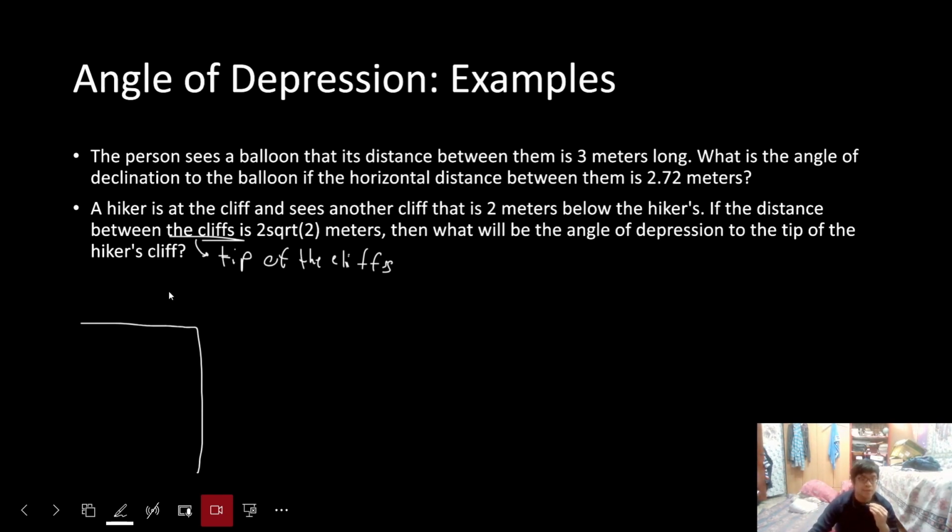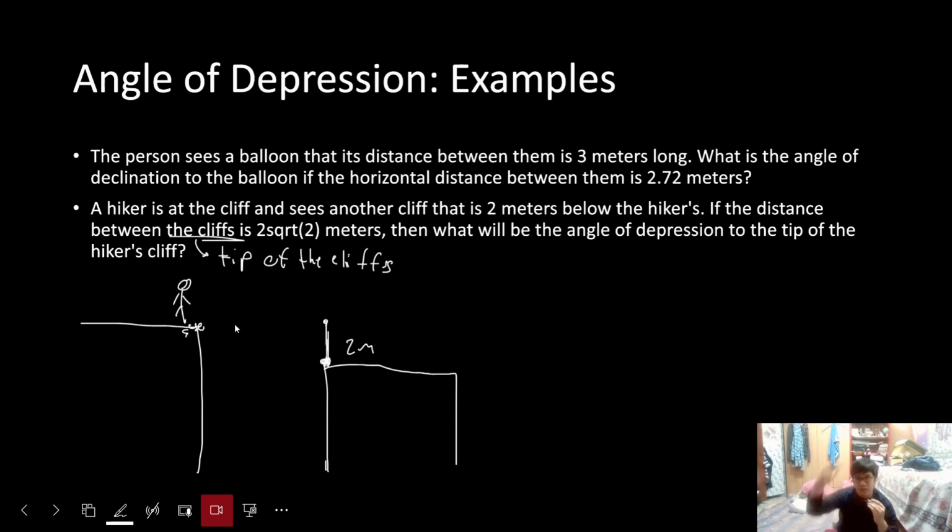But anyways, this is the hiker, and according to him, there is another cliff. So let's assume that this is the cliff. That cliff is 2 meters below the hiker. Meaning, if this is the cliff where the hiker is located, then the vertical distance between them is 2 meters, from the tip of the cliff up to the tip of the hiker's cliff. Vertically speaking, it's 2 meters, because it's 2 meters below the hiker.